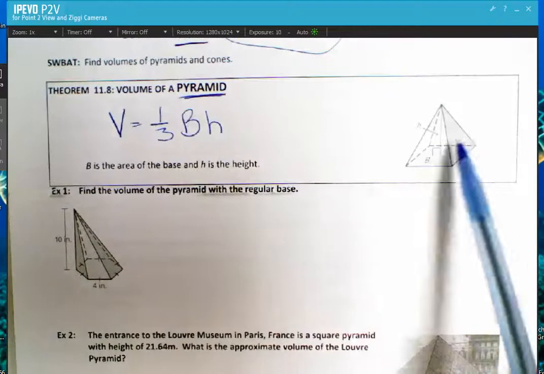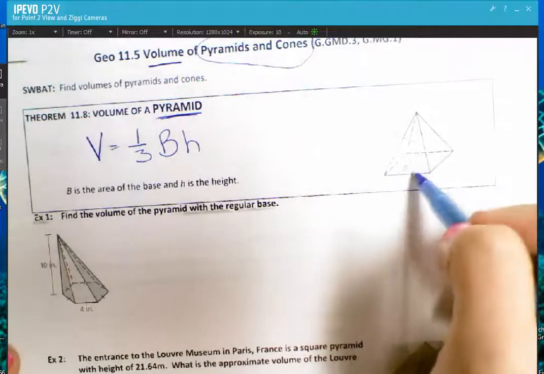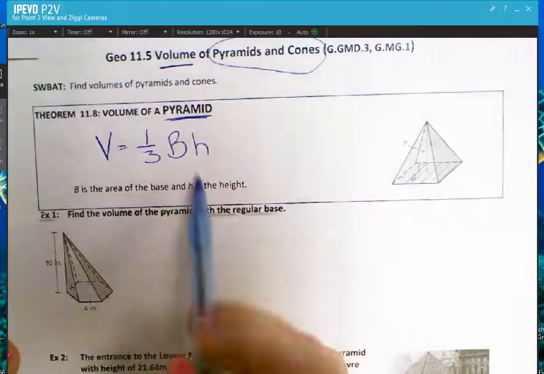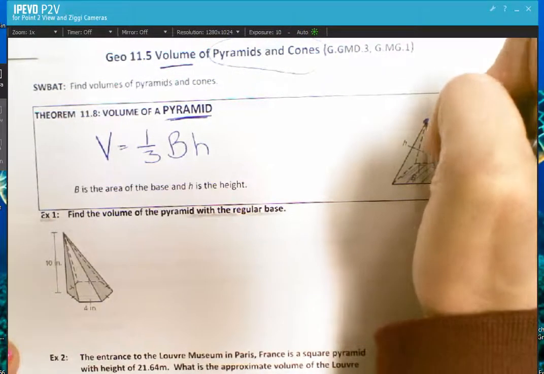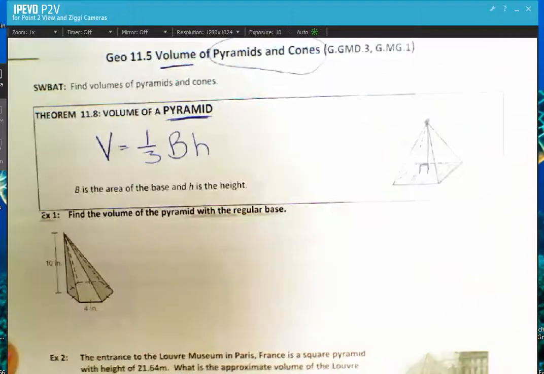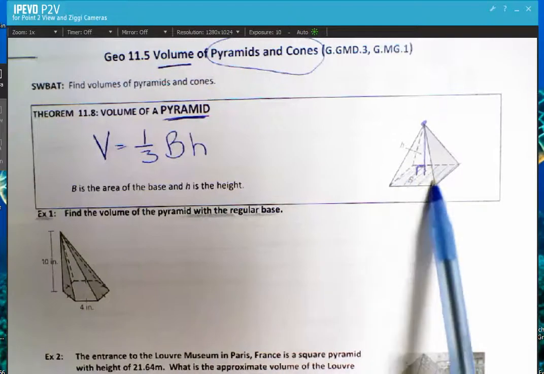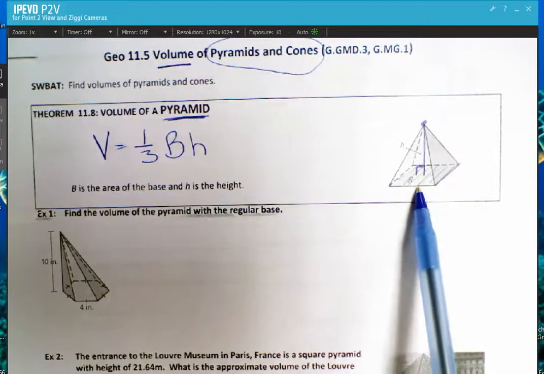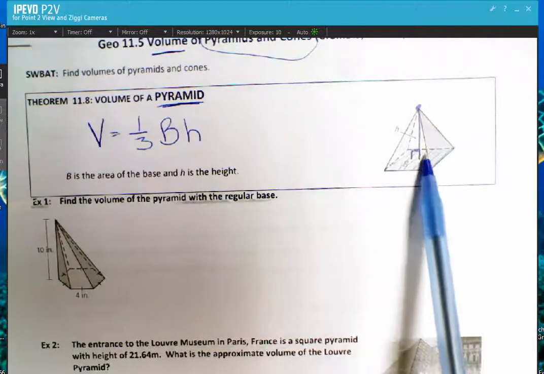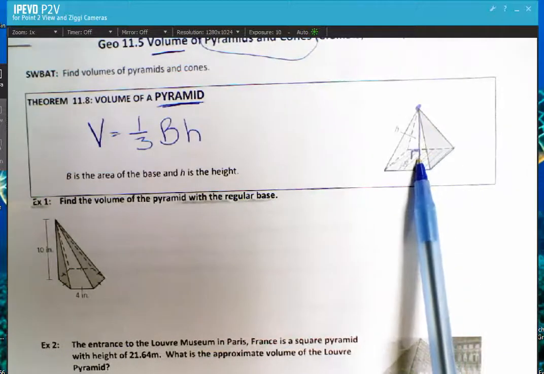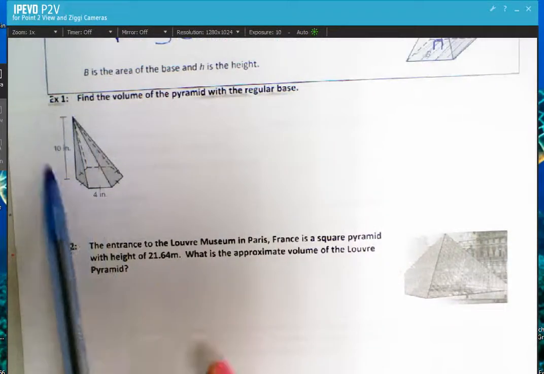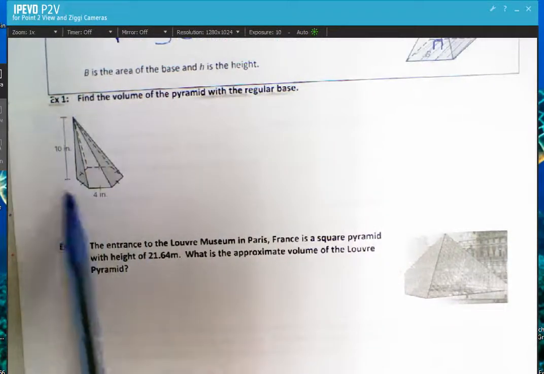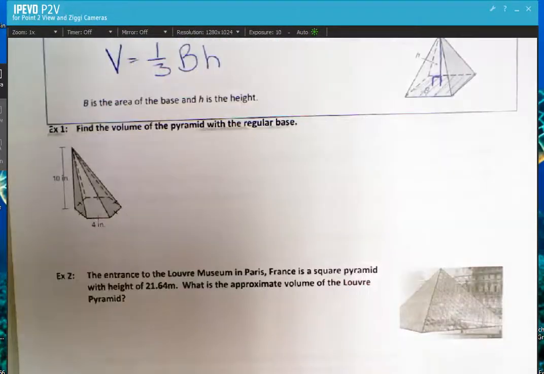Since we're dealing with pyramids today and cones, we only have one base. Height is defined as the perpendicular from the vertex perpendicular to the base, and since we are assuming all of these are regular polygons as our bases, it will hit right in the center of the base. That's all there is to it. Remember that we can apply this to oblique pyramids as well, and let's do that.